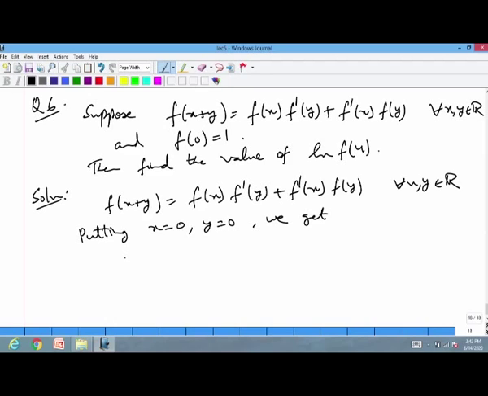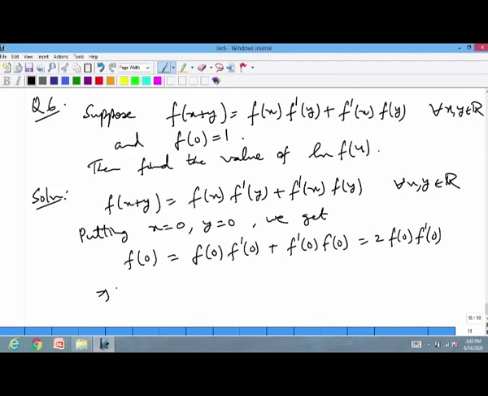So, this implies left hand side is f of 0 is equal to f 0 f prime 0 plus f prime 0 f 0, that is 2 times f 0 f prime 0, which implies f 0 is given to be 1, equal to 2 f prime 0. So, f prime 0 has to be equal to 1 by 2. So, this is one fact that we derive.